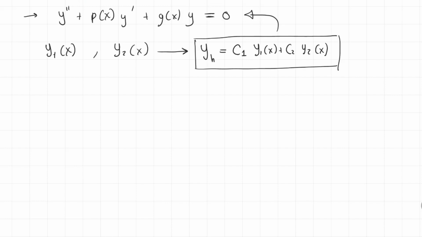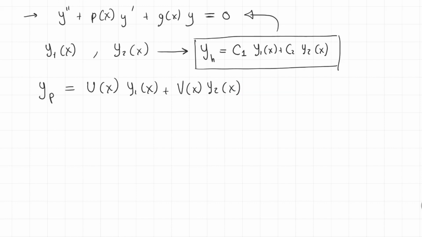We are going to establish that we can find a function y sub p, where p is for particular, a particular solution, that will be defined as some function u of x times y1 of x plus a function v of x times y2 of x. Okay, we are going to postulate this, and let's see what happens.